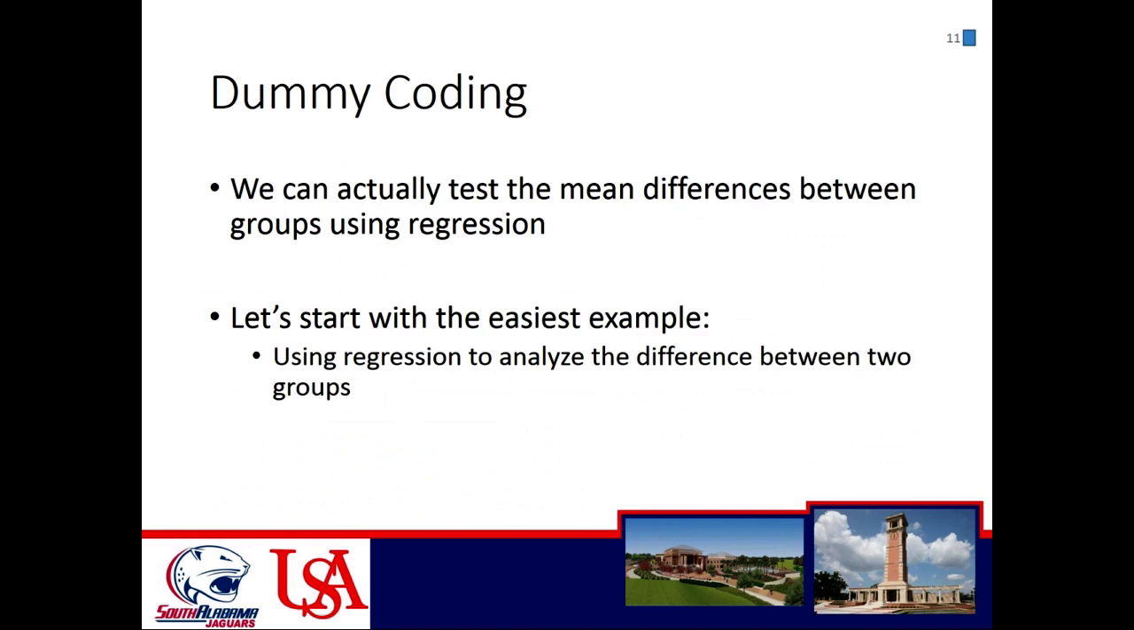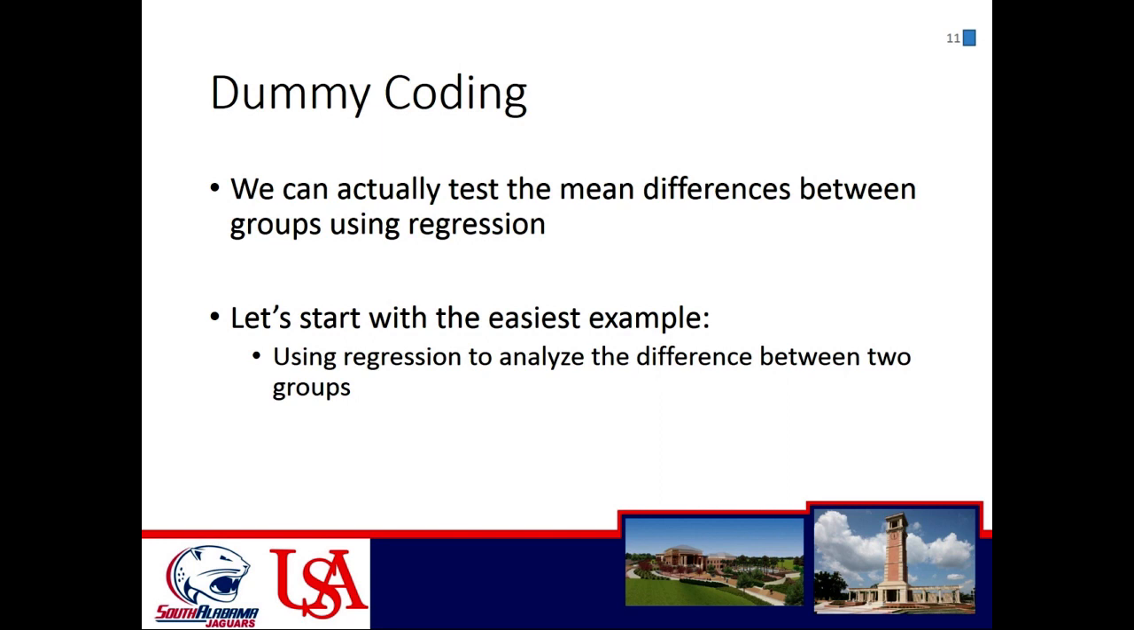So as I said, we can test the mean differences between groups using regression, and we'll go ahead and start with the easiest example. We're going to use regression to analyze the difference between two groups. So no other variables, we're not looking at any linear relationships at this point, we're not looking at anything with more than two groups, we're just wanting to know whether regression can test the difference between two groups.